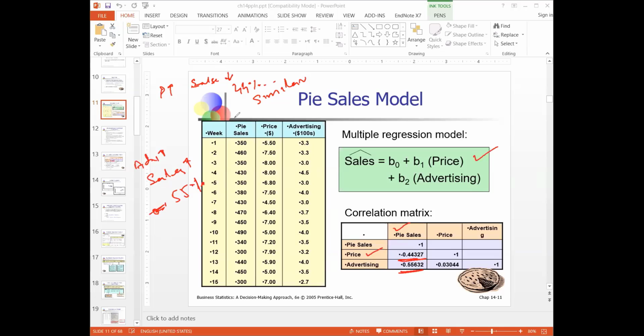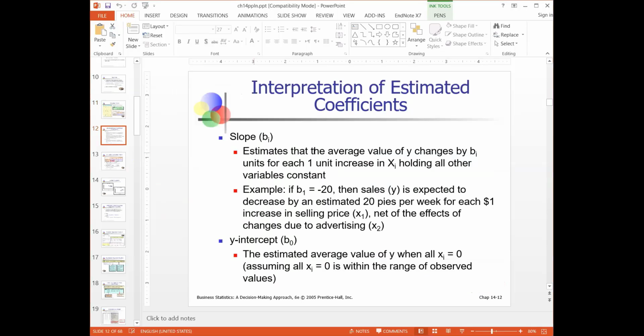So you can note that the correlation values are relatively high. So it means these variables are useful in estimating the demand of the pies. Okay, so now we have to estimate the regression. So he has estimated the model in the background, and he has found out the slope B1 and the value of B1. So what is B1? It estimates the average value of Y change.